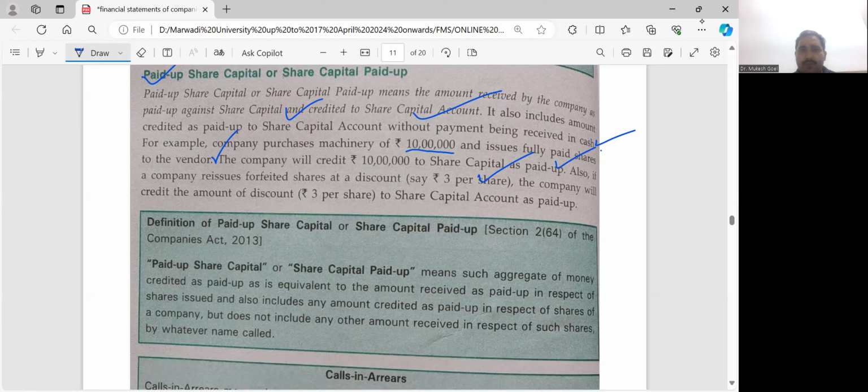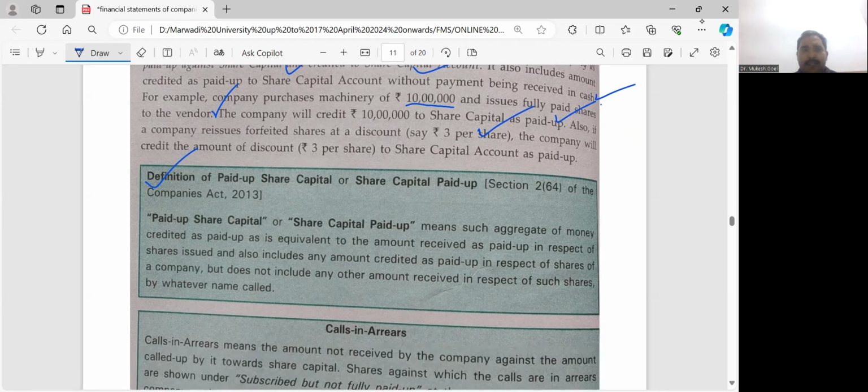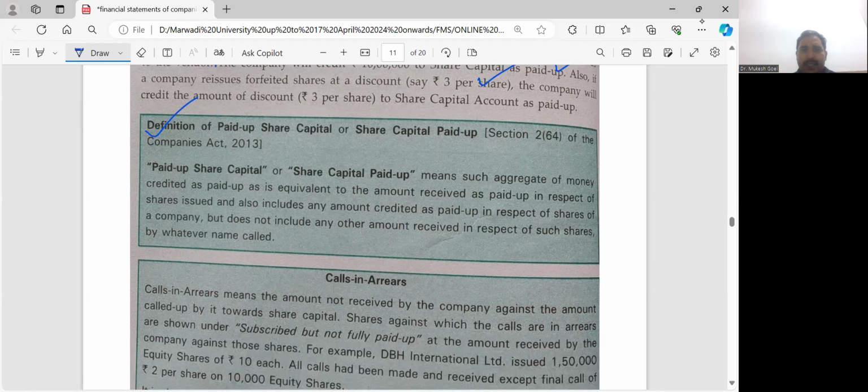So the definition of paid up share capital is: paid up share capital means such aggregate of the money credited as paid up as equivalent to the amount received as paid up in respect of shares issued, and also includes any amount credited as paid up in respect of shares of a company, but does not include any other amount received in respect of such shares by whatever name called.